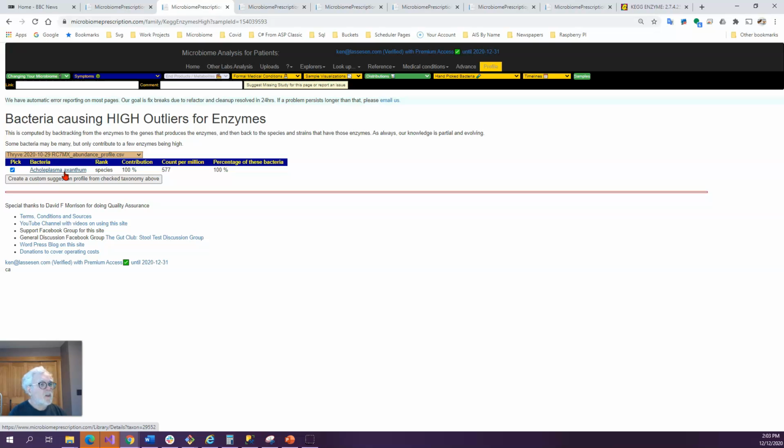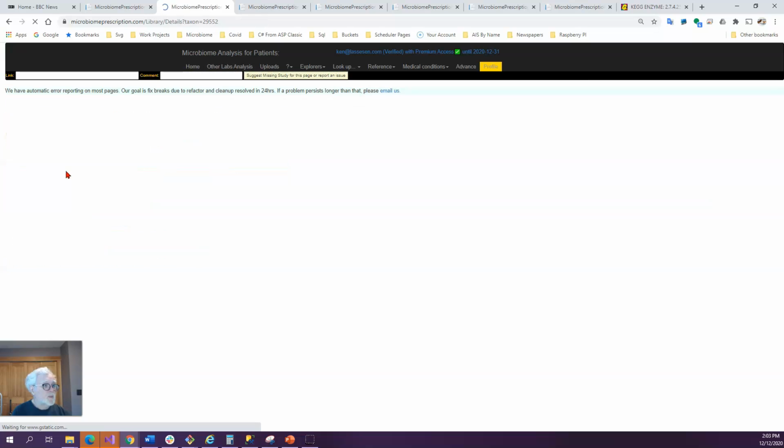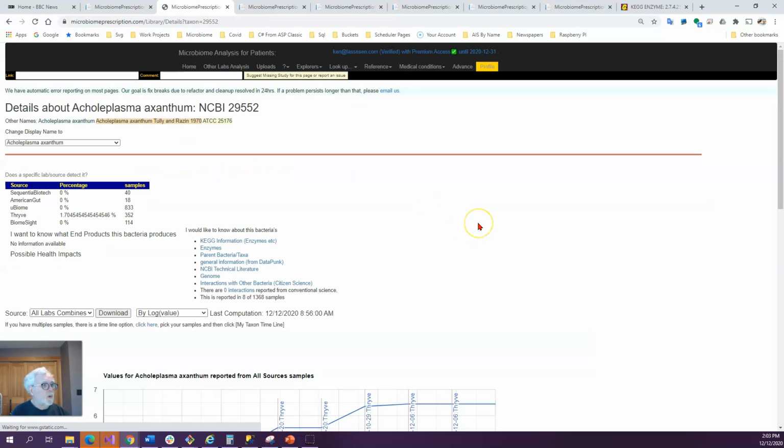So we have basically one particular bacteria that seems to be the one causing my single high value, which means that that is likely one which I want to reduce. If I want to go in and click this mysterious one, we'll come in and find out what we have.